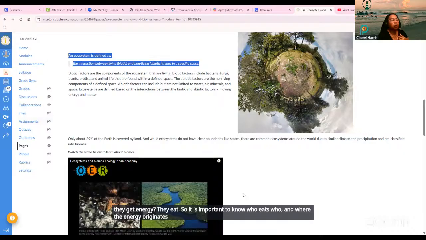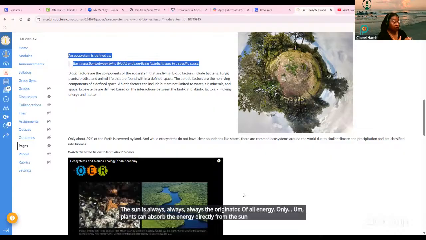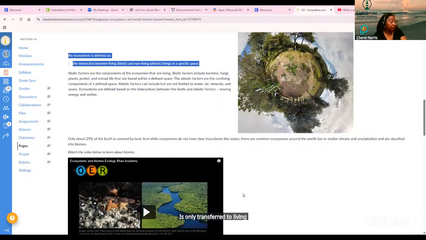Again, the important thing to remember is the sun is always, always, always the originator of all energy. Only plants can absorb the energy directly from the sun. So whatever they store is only transferred to other living things by being eaten.